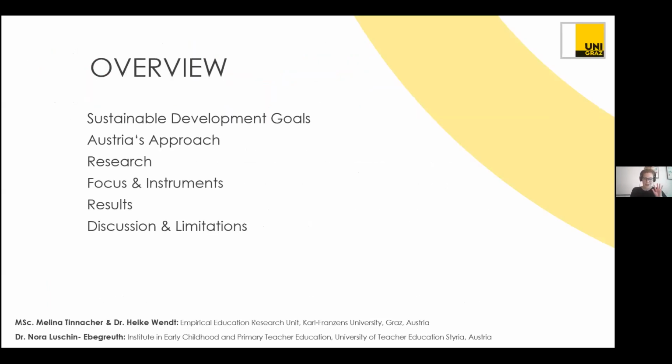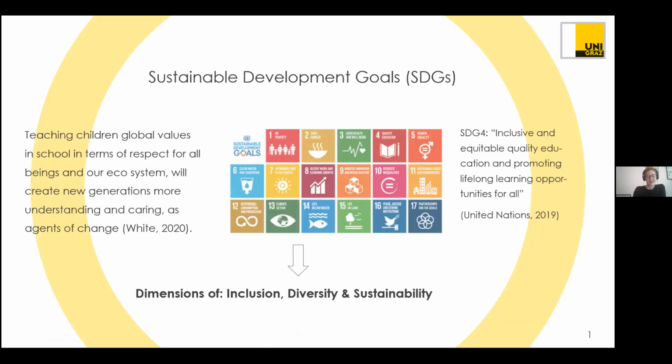Just a quick overview, I will also talk very shortly only about the SDGs and then about Austria's approach of implementing them into the educational system. Then I will present the research we have done, what was our focus, our instruments, then the results, and in the end, I will discuss the results and also show you the limitations of the study. So we do know all about the SDGs, we have heard a lot about it. Now we have heard about the very important role of women for reaching the SDGs, and also about how important it is to change the way of constructing buildings. And also thank you for that, it was very interesting.